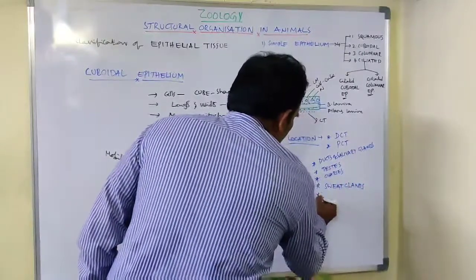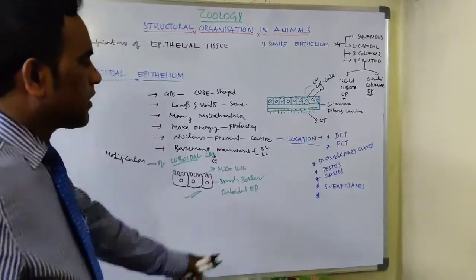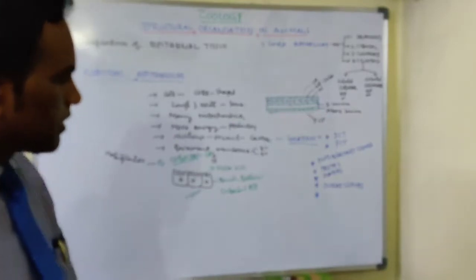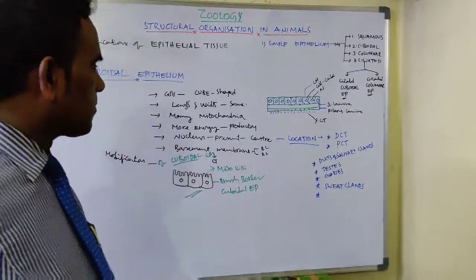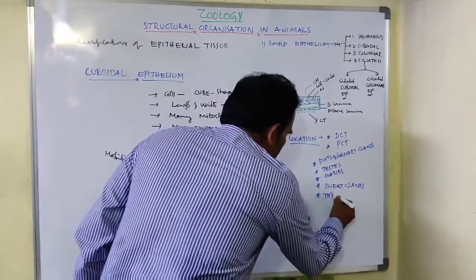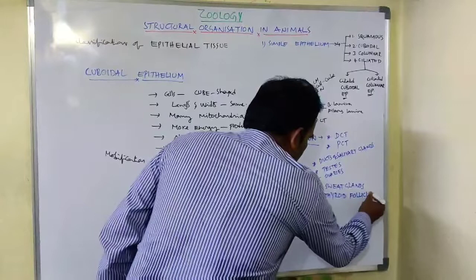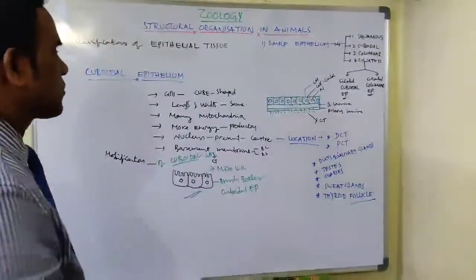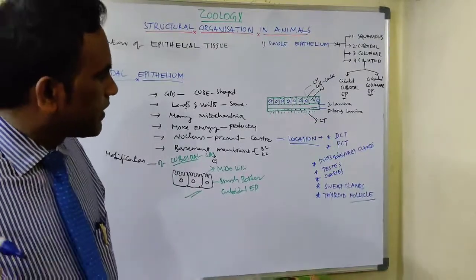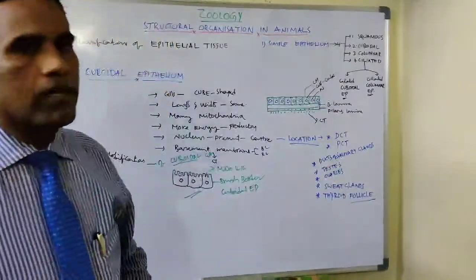This cuboidal epithelial tissue has been found in the sweat glands, testes, ovaries, ducts of salivary glands, and the PCT and DCT of the nephron. Another important location is the thyroid follicles, the thyroid follicular cells. So the location of cuboidal epithelium: DCT, PCT, ducts of salivary glands, testes, ovaries, sweat glands and thyroid follicles.